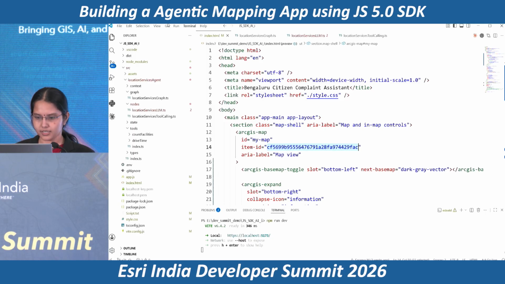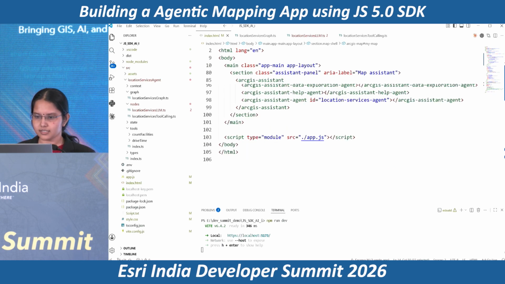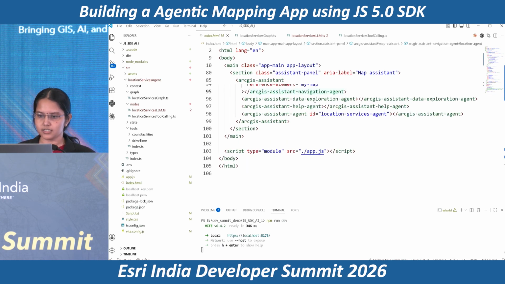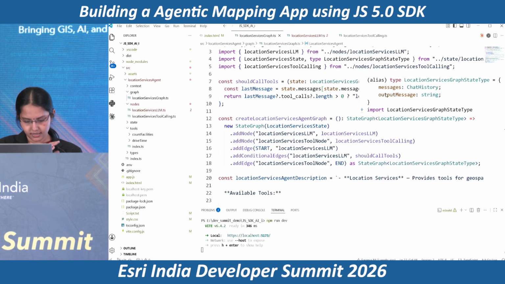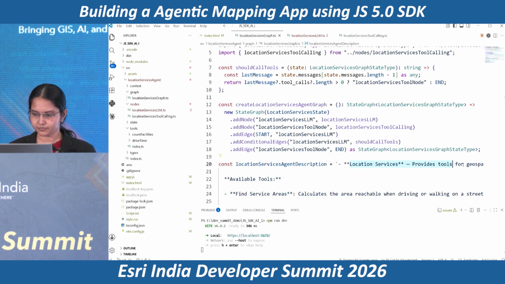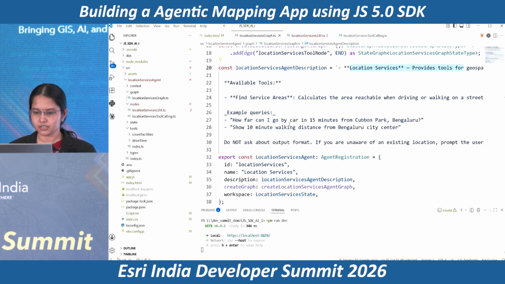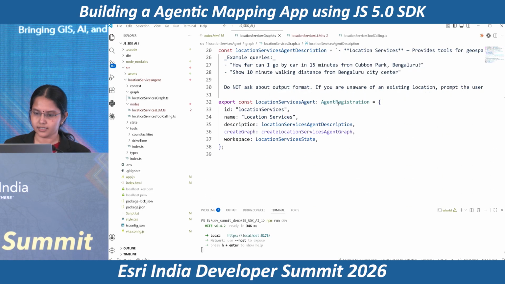In index.html, I load my webmap ID and reference it in the ArcGIS map component. Inside the assistant component, I have the navigation agent, data exploration agent, and also a custom agent. And I have a location services graph.ts. This is where I define the custom location service agent using LangGraph. So this is the description I wrote. And this particular code also has a registration component.